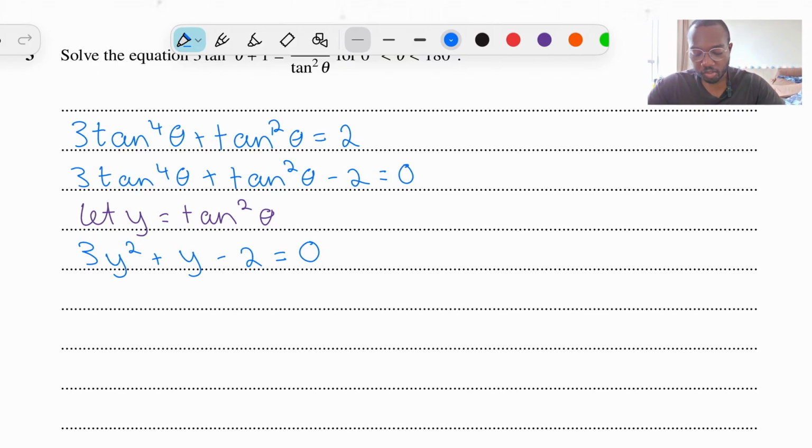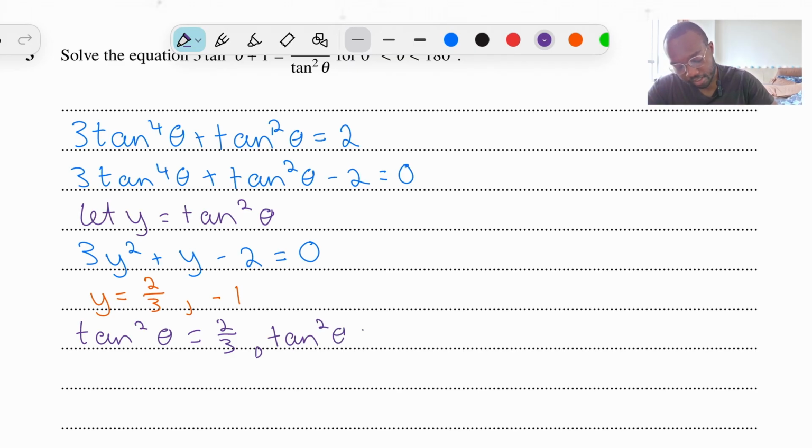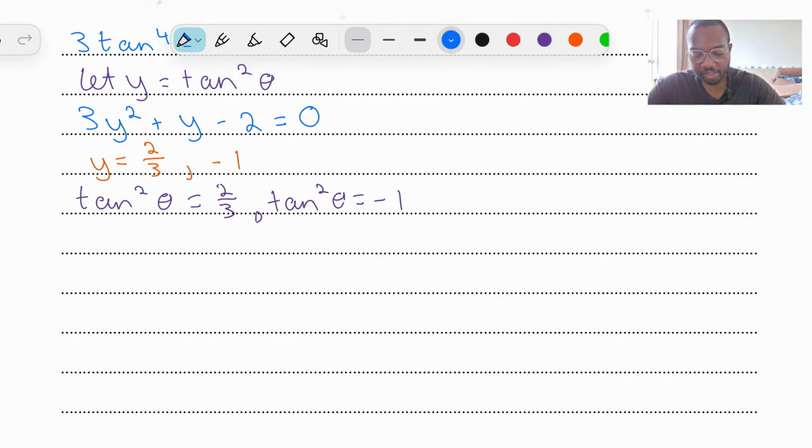Now, if you were to put this into your calculator, you would get y as 2 over 3 and y as -1, okay? So now let's put back in our tan squared theta. We said that y is equal to tan squared theta. This must mean that tan squared theta is equal to 2 over 3, and also tan squared theta is equal to -1. Now, if we start with tan squared theta is equal to -1, that is impossible, right? Because you can't square a real number and get a negative. Therefore, we can just disregard this here.